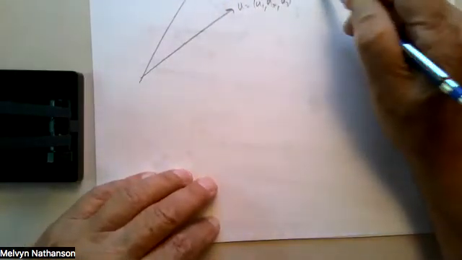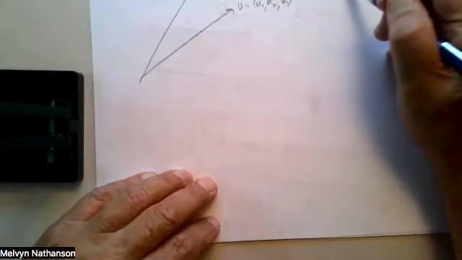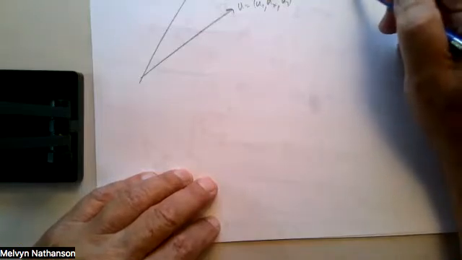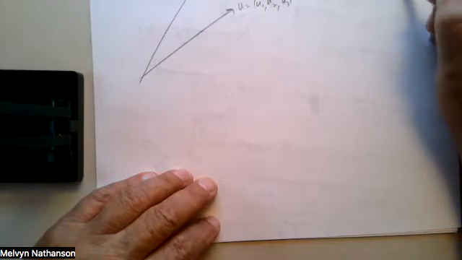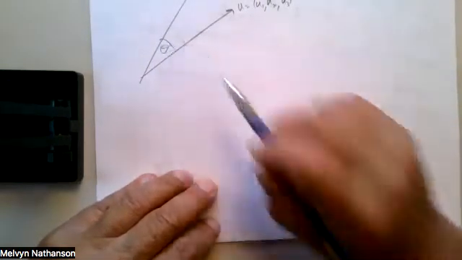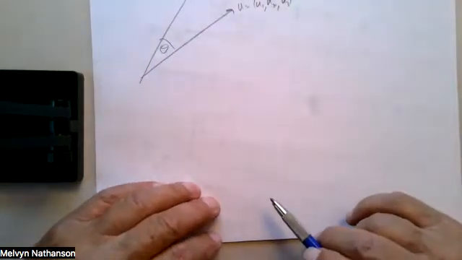So we know that the dot product of these two vectors is the length of u times the length of v times the cosine of the angle between them.